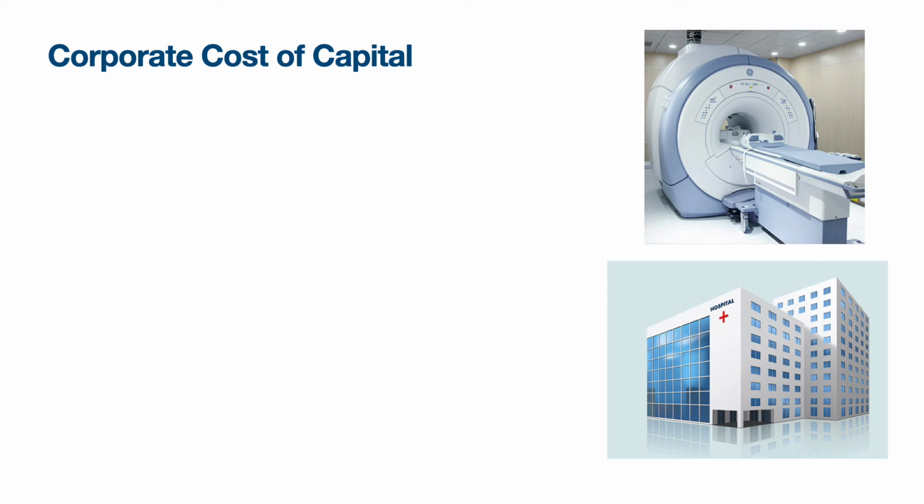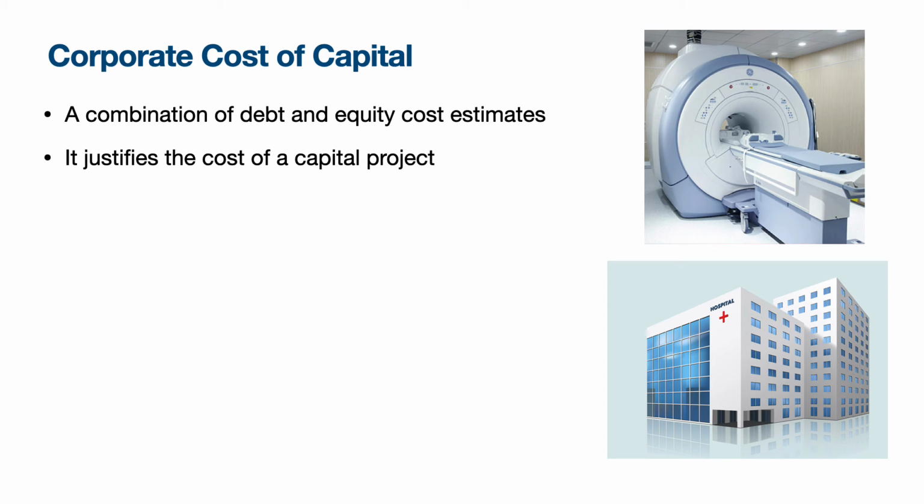Let's go now to the corporate cost of capital. The corporate cost of capital, or CCC, is the final step in the cost of capital estimation process. It is the combination, or the weighted average, of the debt and equity cost estimates. Cost of capital represents the return a company needs to achieve in order to justify the cost of a capital project, such as purchasing new equipment or constructing a new building.